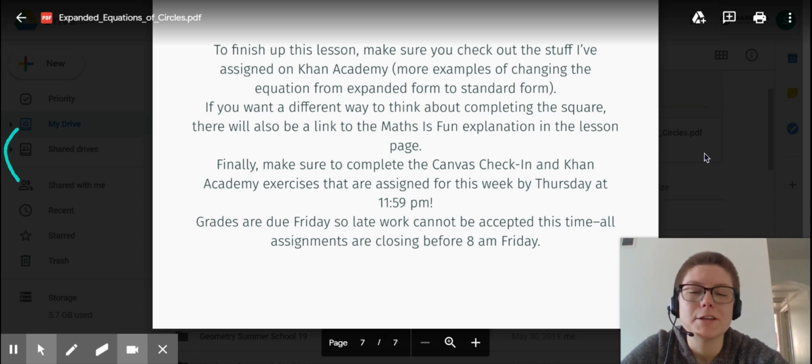Finally, you want to make sure you complete the Canvas check-in. It says and Khan Academy exercises that are assigned for this week, but really the only one that's required is Canvas. Canvas is required, Khan is not, and it is not for extra credit unless it specifies that it's for extra credit. Grades are due Friday, so late work cannot be accepted. All assignments are going to close at 11:59 p.m. on Thursday, so make sure you get it done before then. Because if you do not, then you just get a 0 on the last assignment of the semester, and that's no fun.